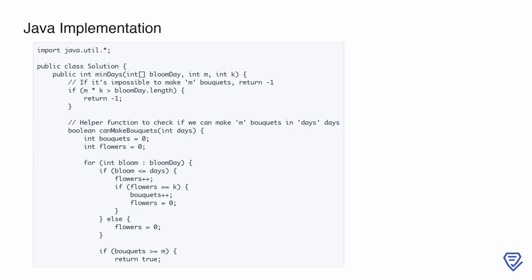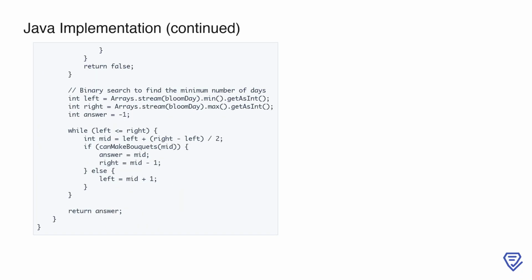However, if we encounter a day where the bloom time exceeds the current days, we reset the flower count to 0. If at any point the number of bouquets meets or exceeds m, the function returns true, indicating that it is possible to make the required bouquets within these days. If the loop completes without meeting the required number of bouquets, the helper function will return false.